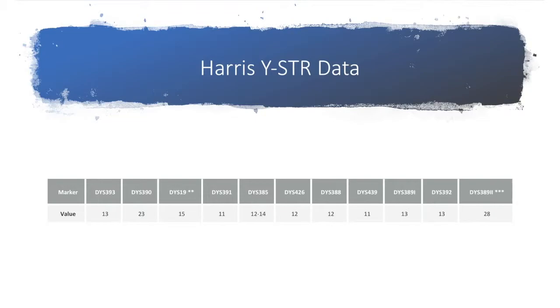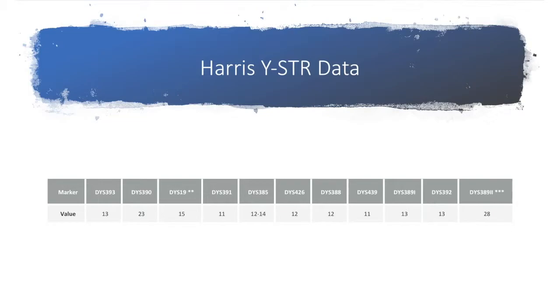This is what your Y-DNA data will look like if you take the Y-DNA test. It's not as pretty as autosomal DNA data. It's not presented in as attractive of a graphic, but it's more practical and in some ways easier to understand. So along the top there, you've got your markers, and then beneath that, you've got the value. And the value is what's important.